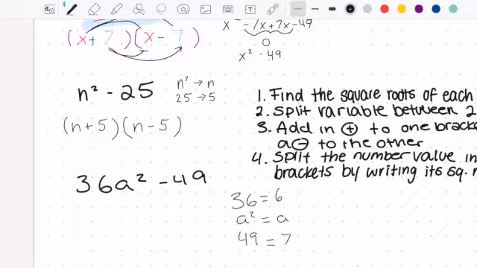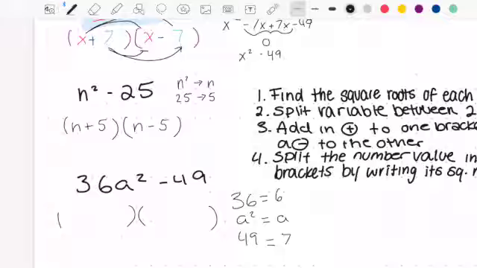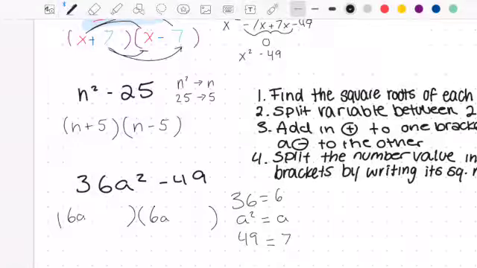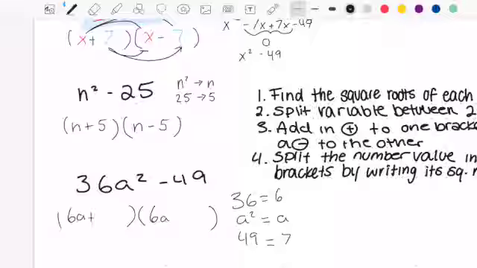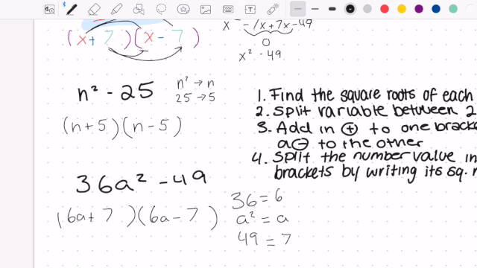Once I've found the square roots of each of them, I'm going to set up my two brackets just like I've done before. Now, 36a squared is being multiplied together, so they need to stay next to each other, just like we would have in a regular polynomial factoring expression. So I'm going to put the 6 and the a in each bracket right next to each other. Then I'm going to put my positive and my minus sign and put my 7s next to each other, and that is now the correct answer.